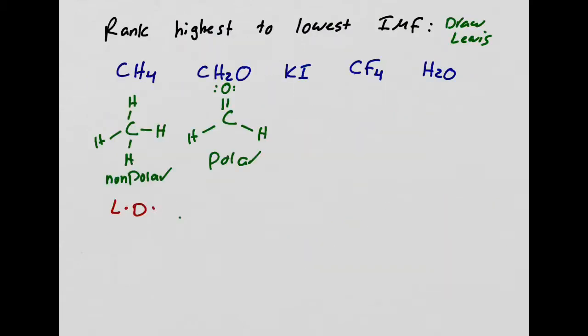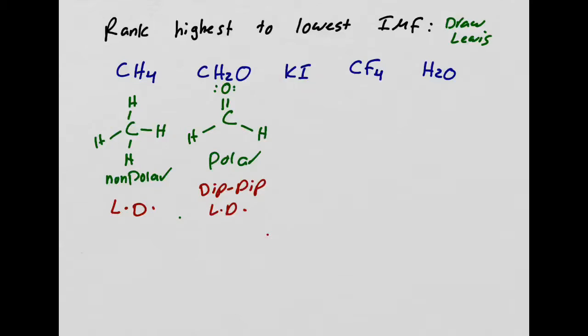So this is polar. That means I would have dipole-dipole. Now, we said that it would also have London dispersion, because London dispersion is a temporary dipole. This compound could also have a temporary dipole. So that would also be an option. But if you're non-polar, you only have London dispersion.